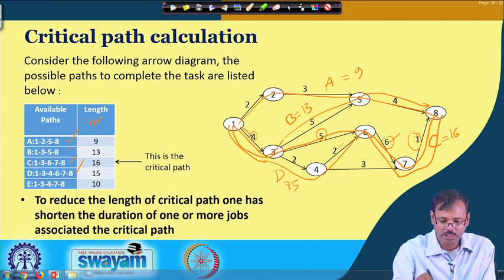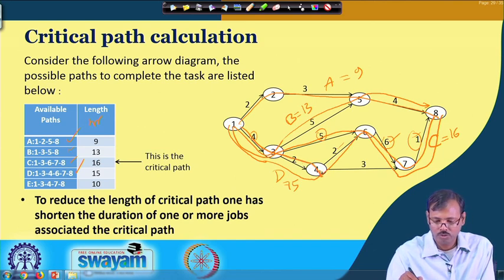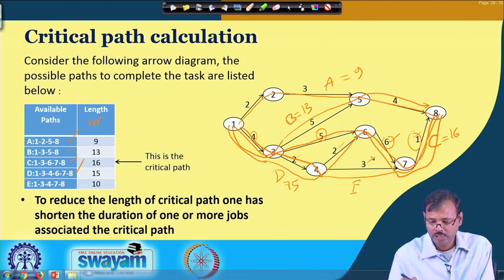Then finally, the path E, which is 1, 3, 4, 7, 8. So, this is path E, this is 4 plus 2 is 6, 6 plus 3 is 9, 9 plus 1 is 10.